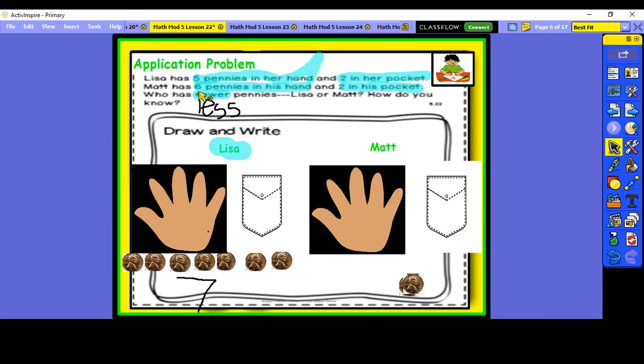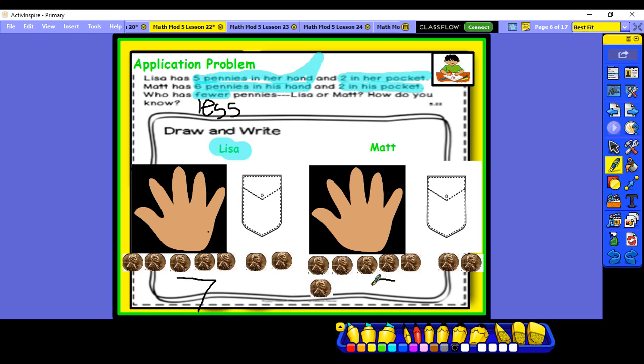Let's look at Matt. How many pennies does Matt have in his hand? Matt has 6 pennies in his hand. So let's put 6 pennies under his hand. 1, 2, 3, 4, 5, 6. How many are in his pocket? 2. 1, 2. How many does Matt have all together? Well, he has 6 and 2. What does 6 and 2 make? 8.